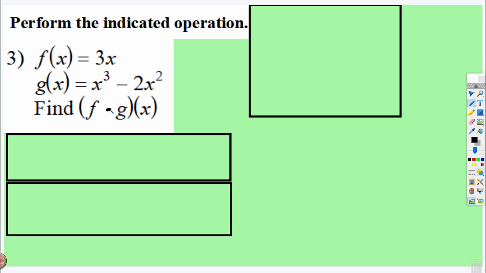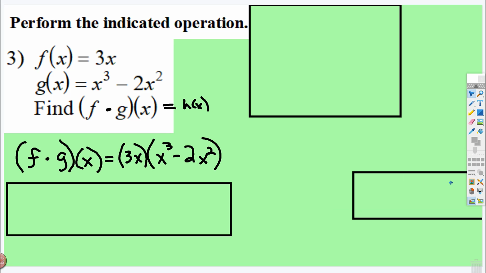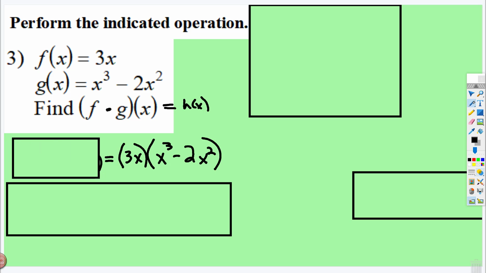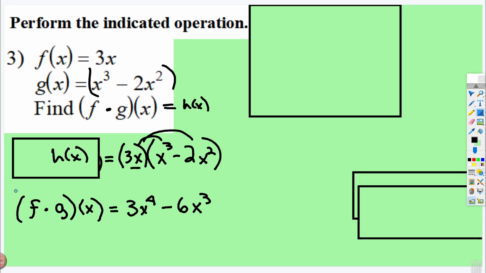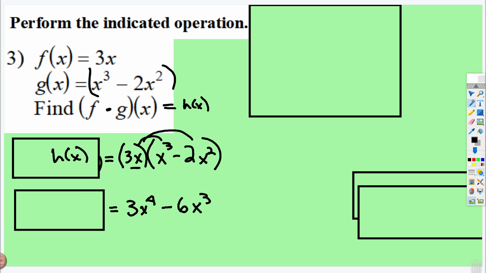Now we have multiply. Well, you've been multiplying for a long time. So again, if I say I'm going to let f times g of x equal h of x, instead of rewriting that stuff, I can just say, okay, I'm going to call this h of x now. So look at what we have. We have 3x times that whole function, and then we're going to do the distributive. And you called it h of x.